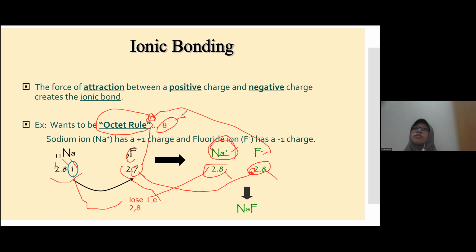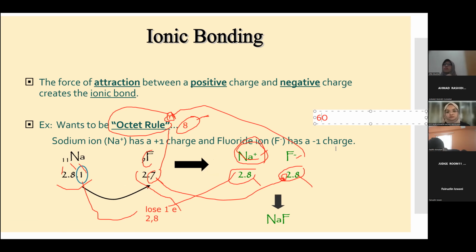Okay. If I have chloride. Oh, it's no. If I have oxygen is 6. I'm sorry. This is we cannot use subscribe in the Zoom.